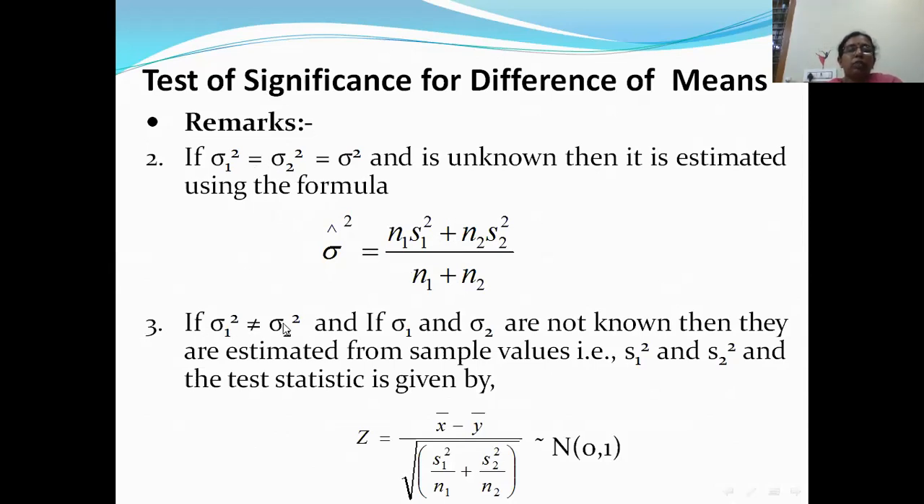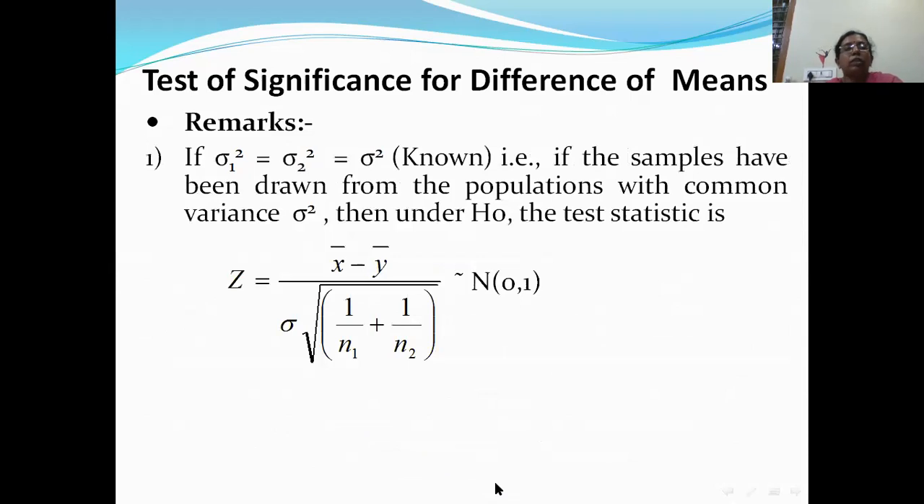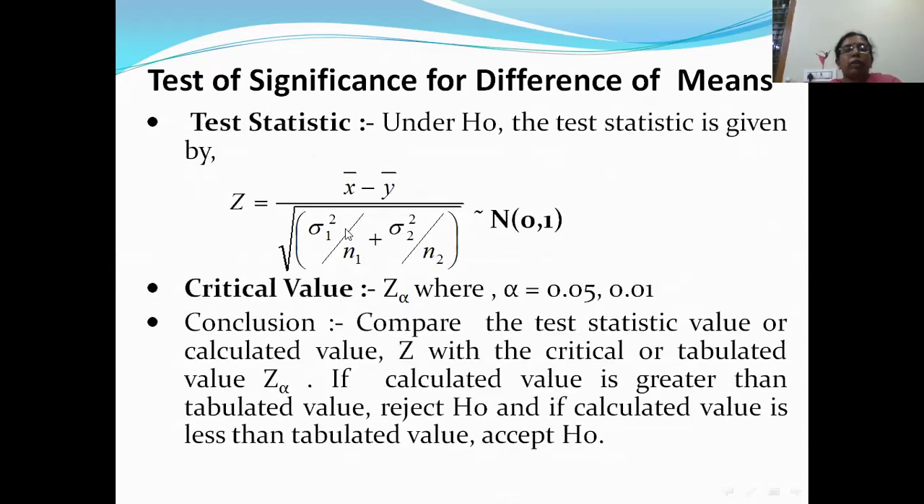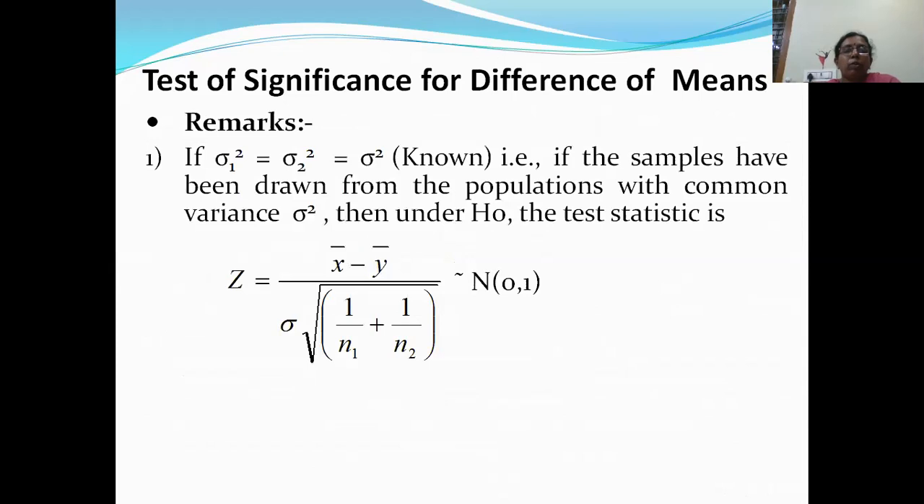Suppose sigma 1 square is not equal to sigma 2 square and they are not known, then they are estimated from the sample values s1 square and s2 square. Then the test statistic will be x bar minus y bar by root of s1 square by n1 plus s2 square by n2. So overall you have four formulas here. One is x bar minus y bar by root of sigma 1 square by n1 plus sigma 2 square by n2. That means when both these population variances are given to you and known. Second one is when both the population variances are equal or have the same value, then you have this formula: x bar minus y bar by sigma into root of 1 by n1 plus 1 by n2.